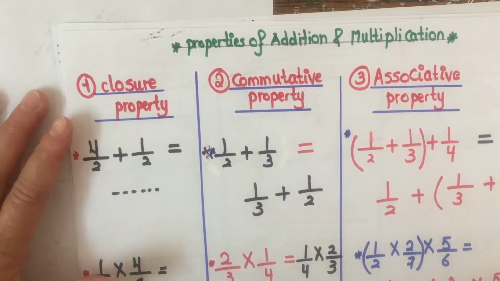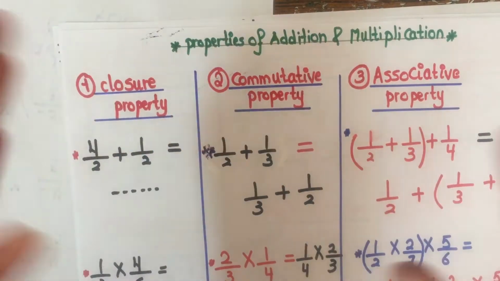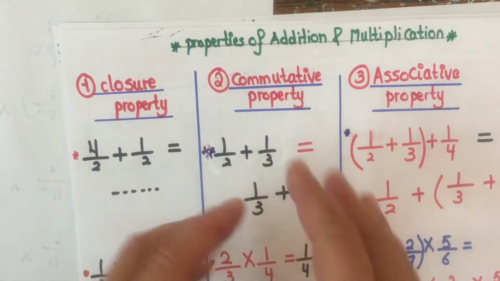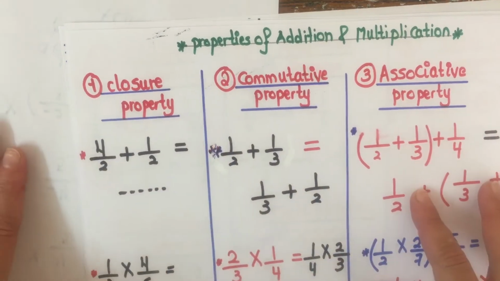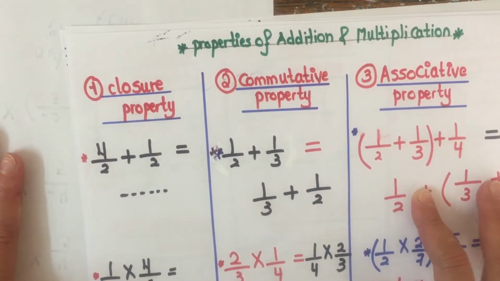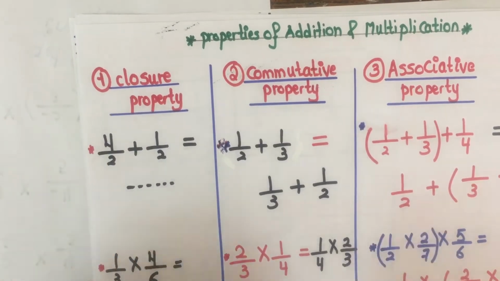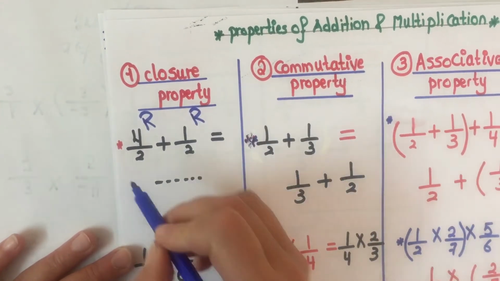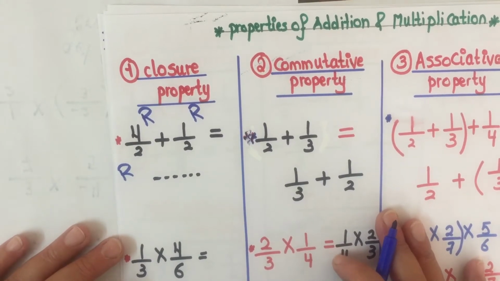Let's start. The first one is called the closure property, which means if we have a closed box and we put an operation inside it, can we put addition and then open the box and find subtraction? Can we put multiplication and open this box and find multiplication or division? So we can't. So closure property means a closed box: if we have a rational plus a rational, the answer should be a rational number. If we didn't get a rational number, this means it's not a closure property.